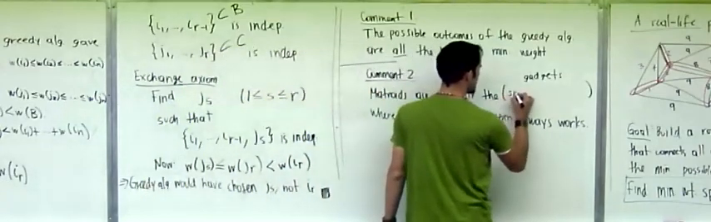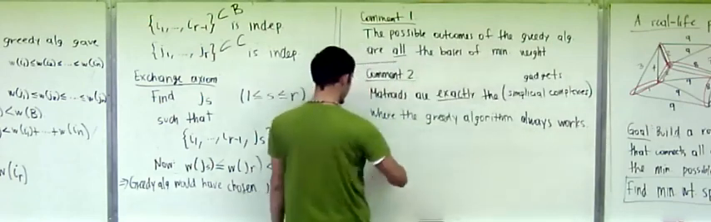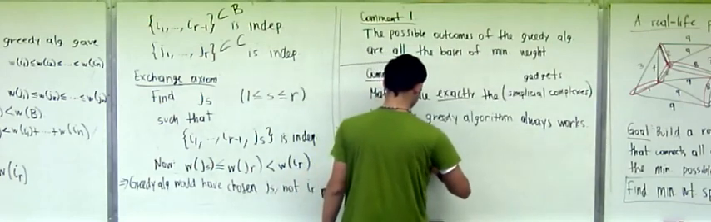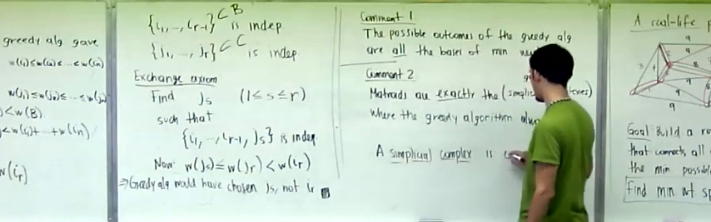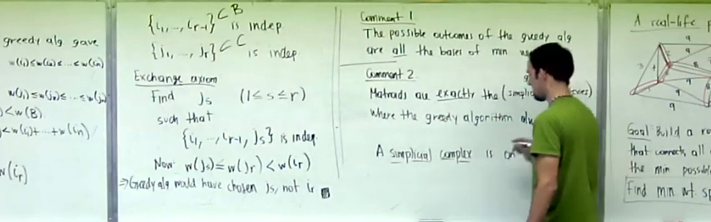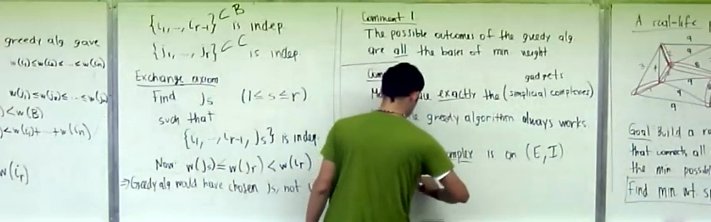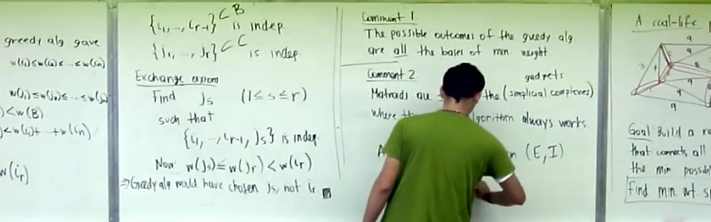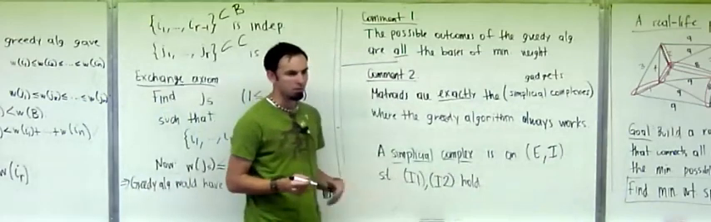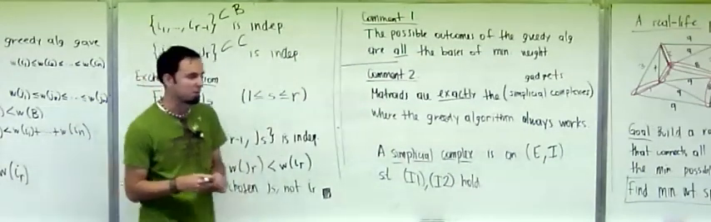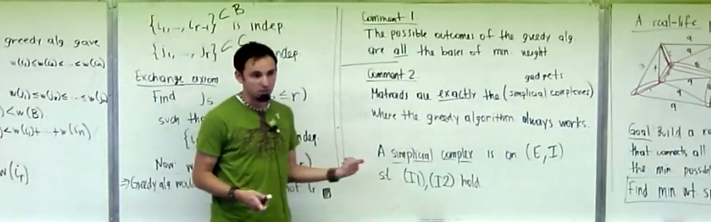These are called simplicial complexes. A simplicial complex is basically one of these guys, E, I, that we have, where you demand the first two conditions I1 and I2 but not the third one. And probably many of you have heard this word simplicial complex. It's one of the most fundamental objects in mathematics. If you want to know which simplicial complexes you can use the greedy algorithm in, they are precisely the matroids.